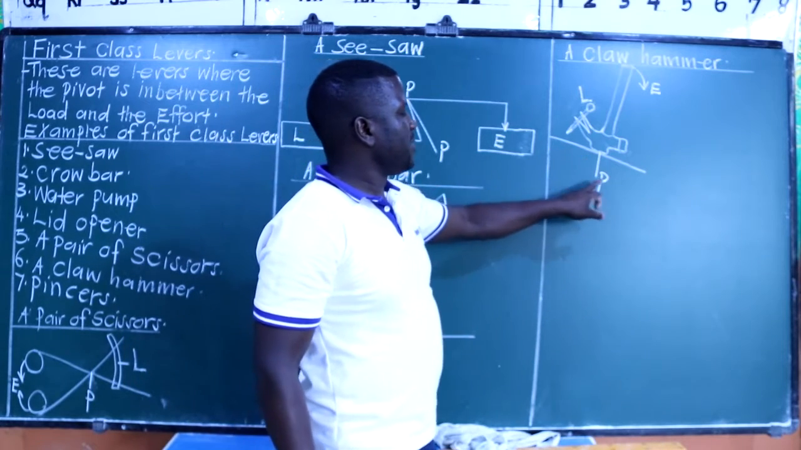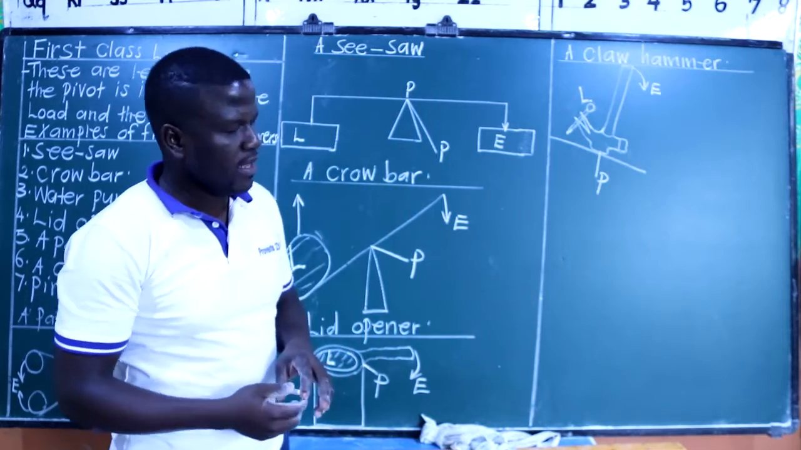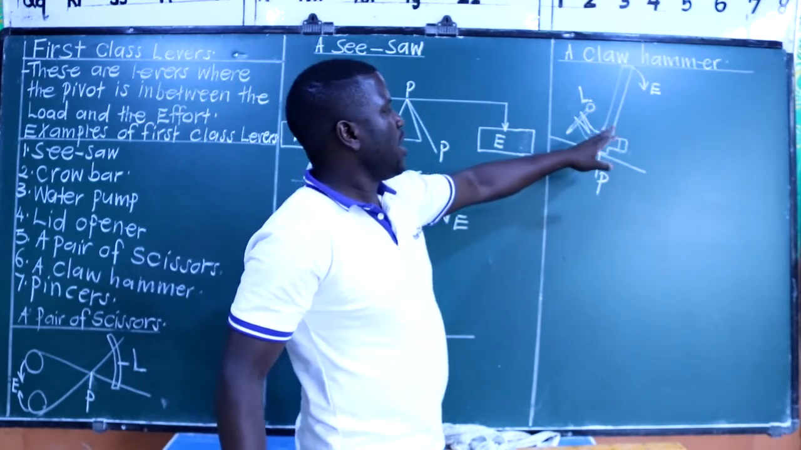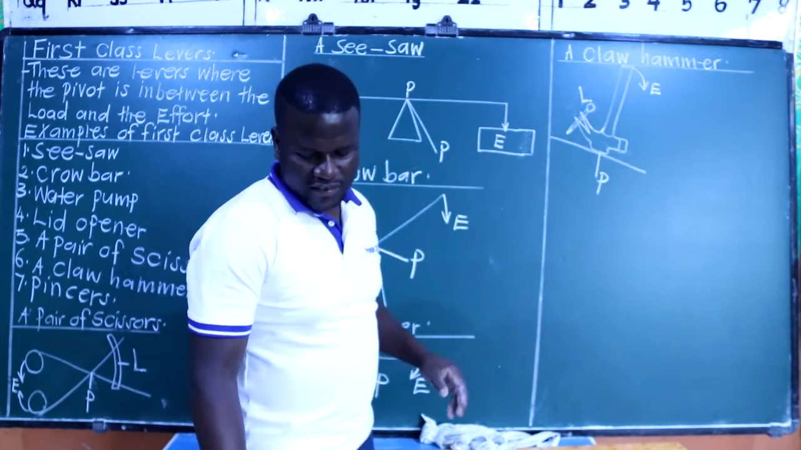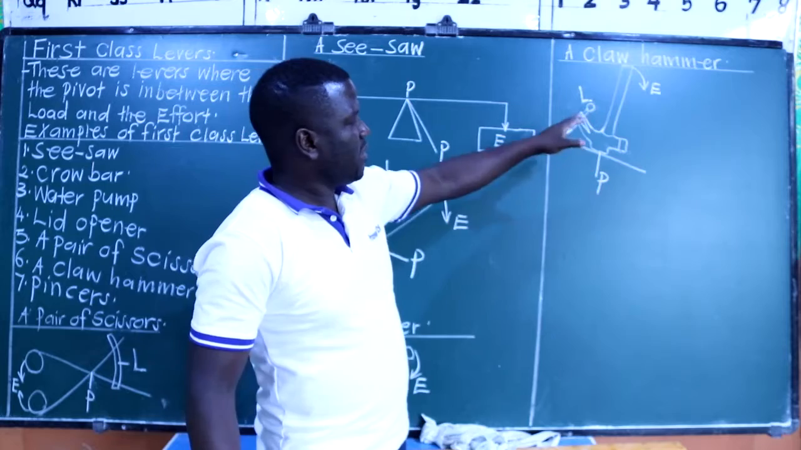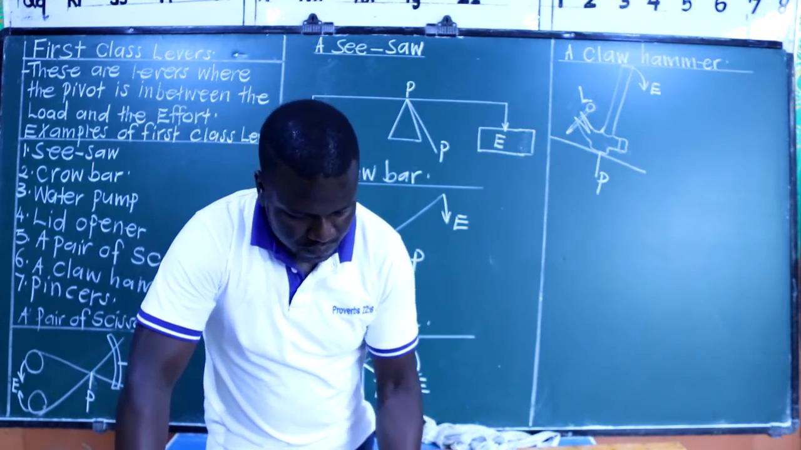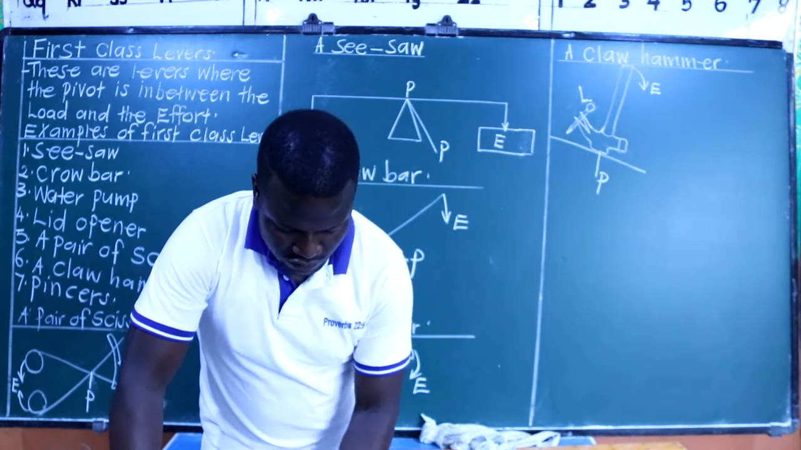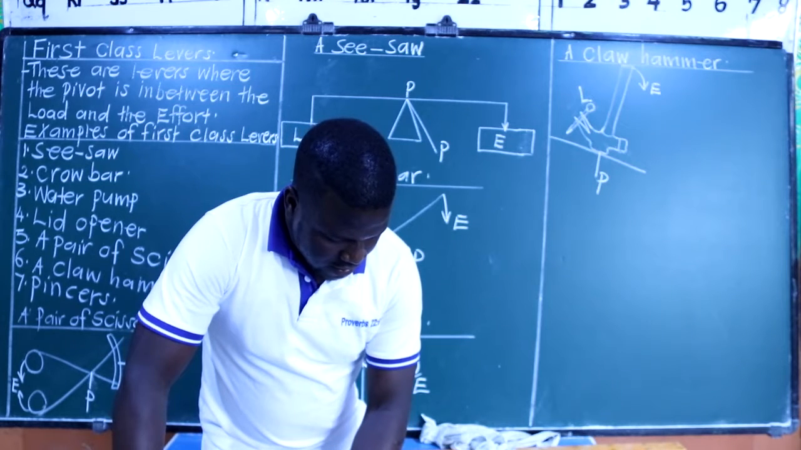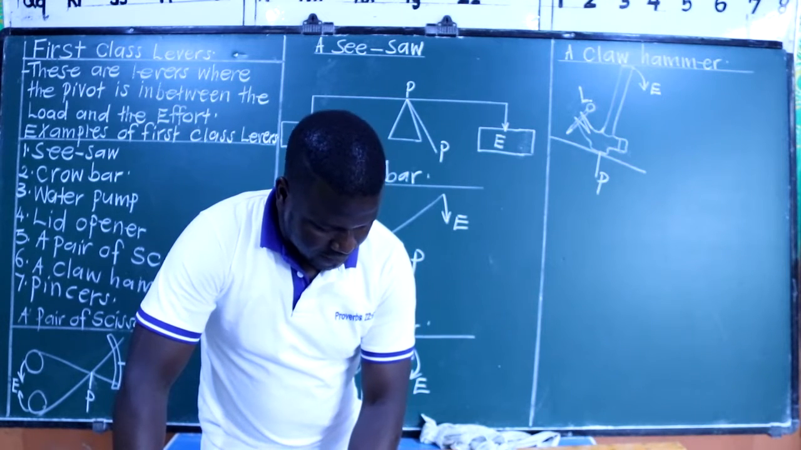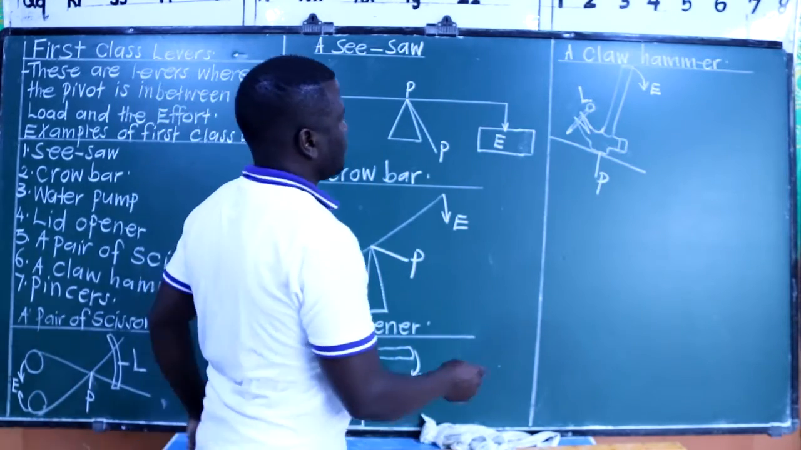A claw hammer has the pivot in between the load and the effort. We said first class levers have the pivot in between the load and the effort. So a claw hammer is under first class levers. As you can see, the pivot is in between the load and the effort. Then there are some things you need to know about first class levers. In first class levers, the effort arm is longer than the load arm.